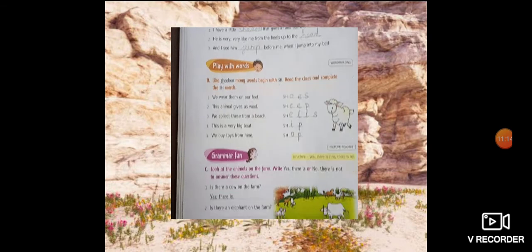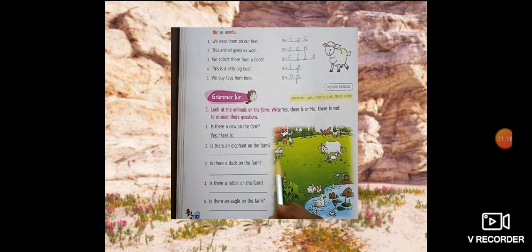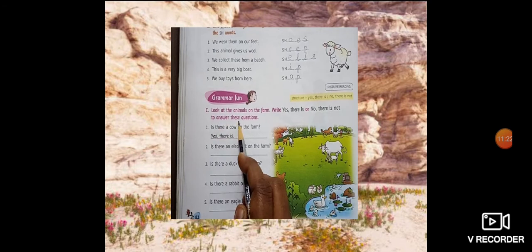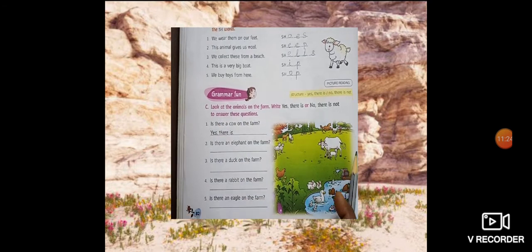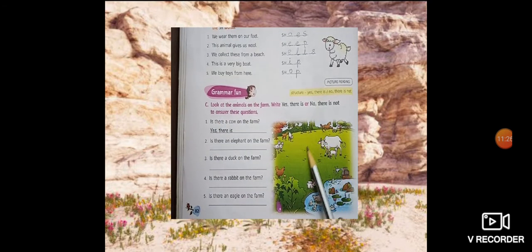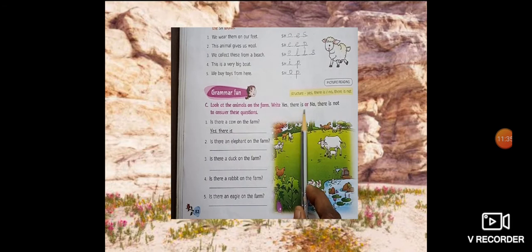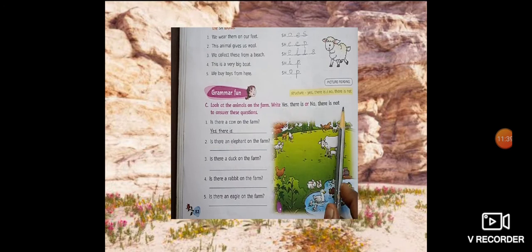Yes. Next. Grammar fun. Look at the animals on the farm. Write yes there is or no there is not to answer these questions. Look at the picture. Here you have one picture, right? By looking at this picture, you have to answer these questions. You have to answer yes there is or no there is not. Only these two sentences.